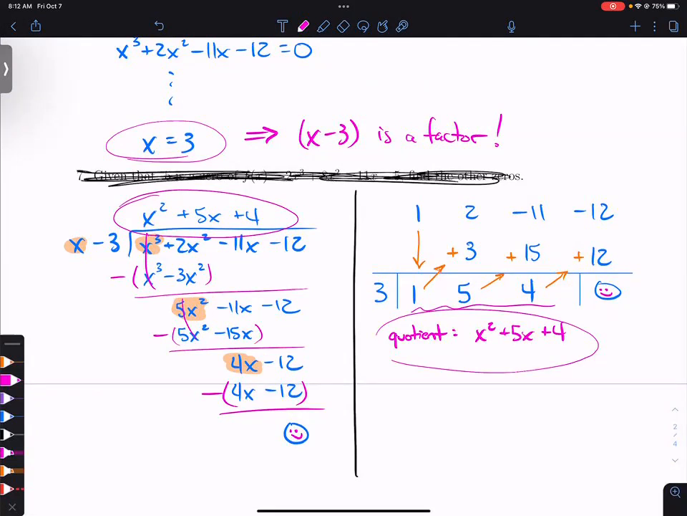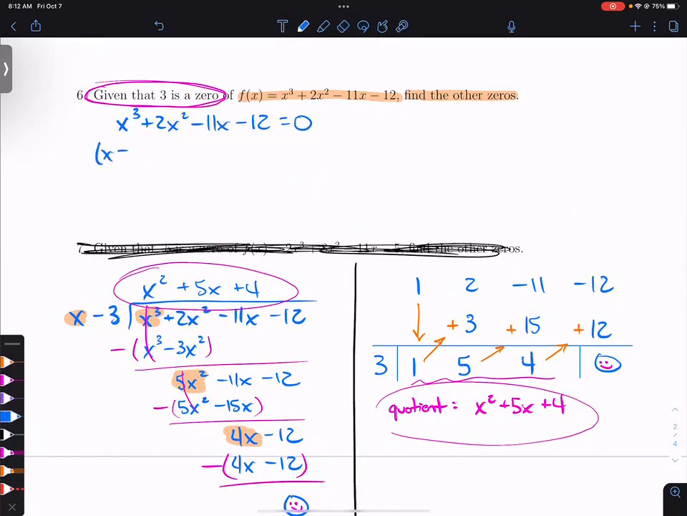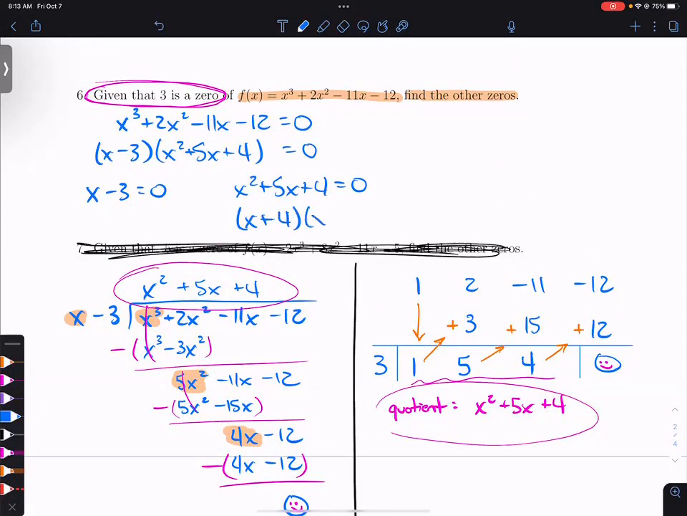Okay, then what? We haven't answered the question yet, right? The question was to find the other zeros. So what we've just learned is that this thing factors into x minus 3 and x squared plus 5x plus 4. So the zero product property says that x minus 3 is 0 or x squared plus 5x plus 4 is 0. And then we just need to solve from there. It's a quadratic, and this one factors: plus 4 and plus 1. So our zeros are -4 and -1.